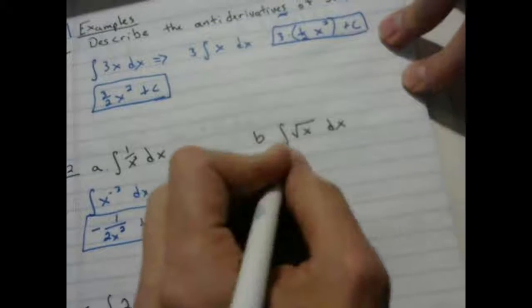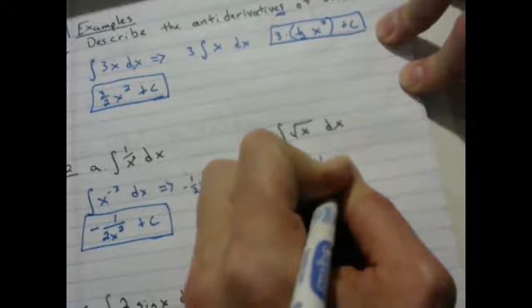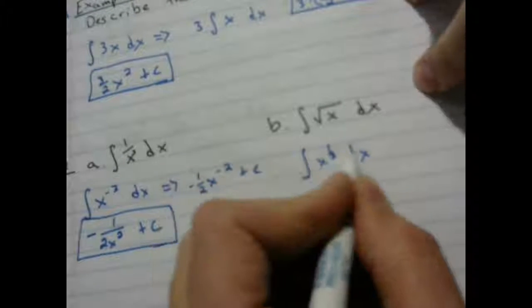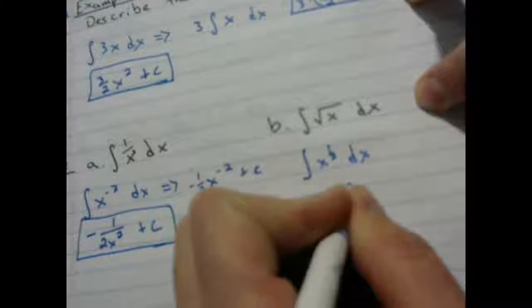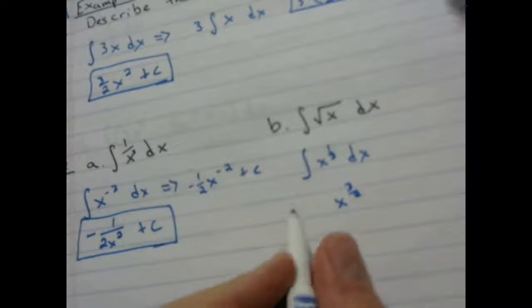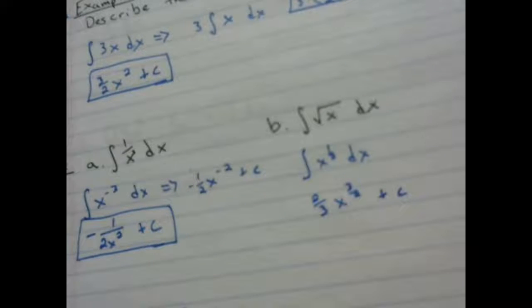Okay, part B. We're going to say this is the integral of x to the 1/2 dx. So I can still do the same thing. If I add 1 to the power, it should be 3/2, so I should have x to the 3/2, because if I take the derivative of this, it should be x to the 1/2, and I have to get rid of multiplying by 3/2, so it should be 2/3. And then I can do plus c.